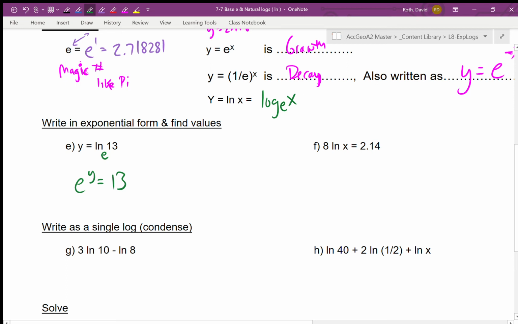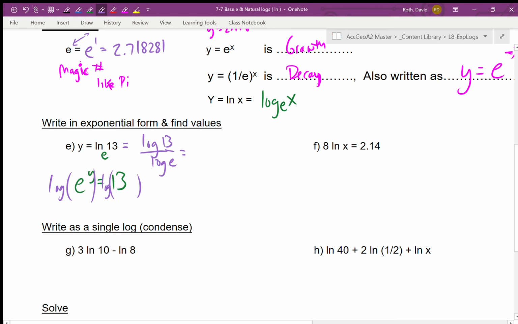Okay. Well, what should I do with that? I don't know if that helps me very much. Can I instead use my change of base formula? I could take the log of both sides, the log of that side and the log of that side. Or I could say, I remember the change of base formula, I'll go straight at it. This is equal to the log base 10 of 13 over the log base 10 of e, whatever that is.